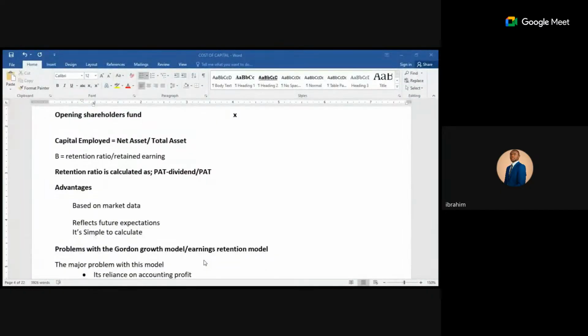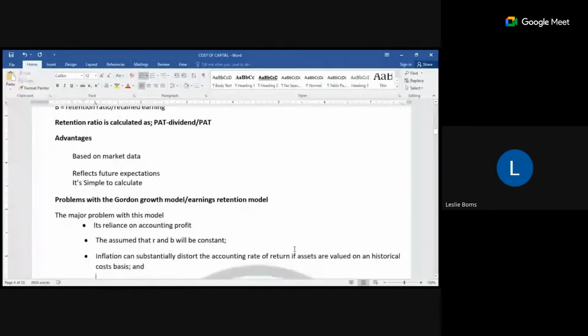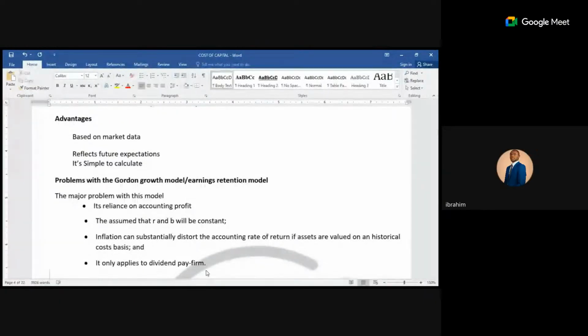Now, it is simple to calculate. Is Gordon's growth model simple to calculate, class? It is simple, sir. Okay. Now, class, what are the disadvantages?